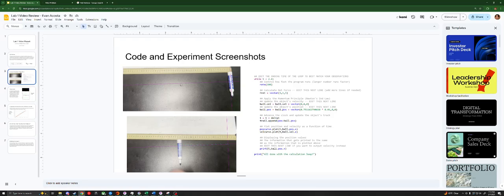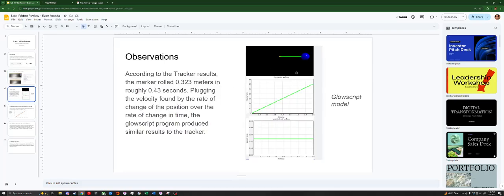So this is a screenshot of me in Tracker tracking the position of the marker. I have an axis which is basically just tracking the marker. And then on the right side, it's the loop that will calculate the velocity of the marker over and over again, and then plot it on a graph to show its velocity and its position in time, as well as create a 3D model of it. So here's the 3D model and the graphs as shown before for the GlowScript model.